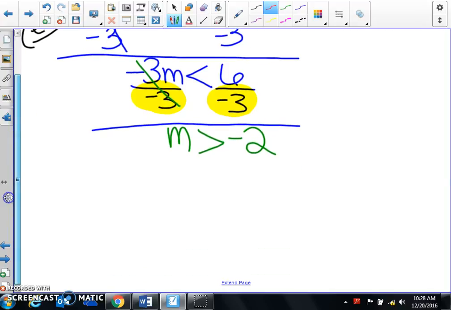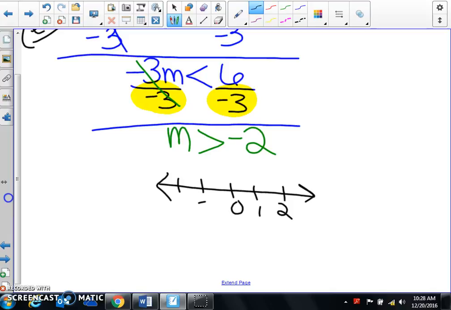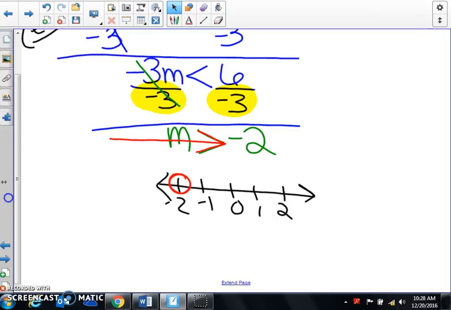Now I'm going to go ahead. Oh, it's negative 2 again. How funny. Just like the last one. All right, 0, 1, 2, negative 1, negative 2. I go to negative 2. This time it's open because I don't have that blocker there. And since my variable is on the left, I follow this inequality. I follow its arrow. So it's going to go to the right.